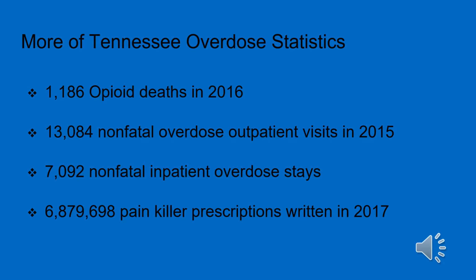More Tennessee overdose statistics. In 2016, there were 1,186 opioid deaths. In 2015, there were 13,084 non-fatal overdose outpatient visits, and there were 7,092 non-fatal inpatient overdose stays. In 2017 alone, 6,879,698 painkiller prescriptions were written.